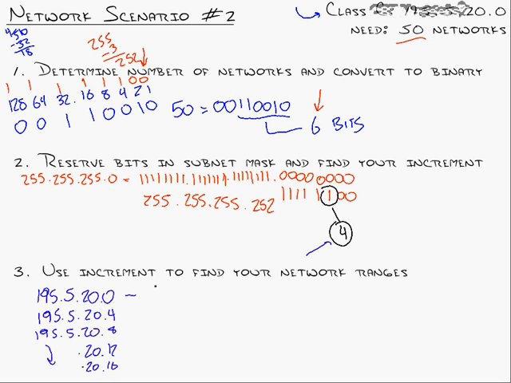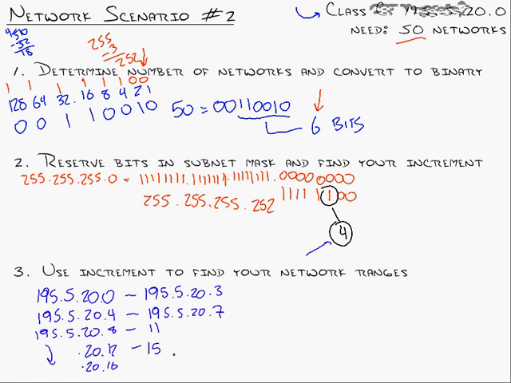Now let's fill in the end. I'll go back to the top. The last IP address before I get to 195.5.20.4 down here is .3. The last IP address before I get to 195.5.20.8 is .7. And down I go. .11 is the last one before 12. .15, same thing.